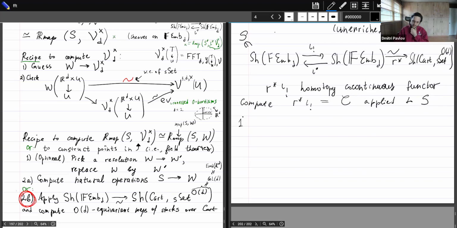So step 1 in the computation is the Yoneda lemma. It tells you that every presheaf, like S, is a homotopy colimit over representables T over U mapping into your presheaf. And here you have the Yoneda embedding. So that's the completely abstract Yoneda lemma.